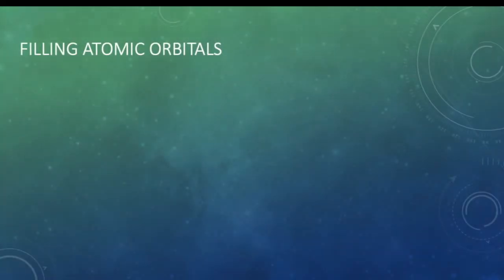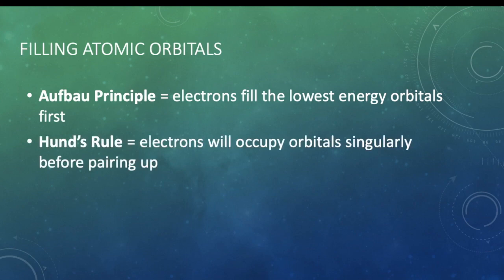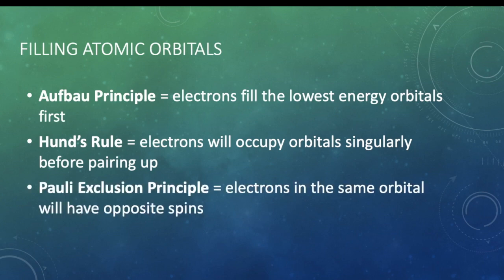Now let's talk about what our rules for filling our atomic orbitals are. First off is the Aufbau principle, which tells us that electrons will fill the lowest energy level orbitals first, because everything wants to be in as low an energy state as possible. Hund's rule says that electrons will occupy orbitals singly before pairing up. And that's because you've got to remember electrons are all negative. So if they can spread out and be farther away from each other, that's what they're going to want to do.